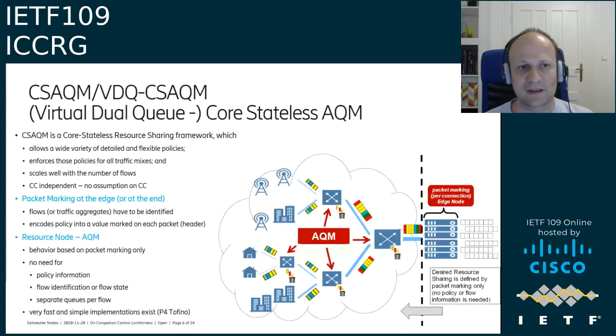So what is CCSAQM? I mentioned it as a result. In addition to existing AQMs, we also evaluate CCSAQM, which is a core stateless resource sharing framework. It can apply a wide variety of policies, not only fair sharing, and it can enforce these policies for heterogeneous traffic mixes. It also scales well with a very large number of flows because the algorithm itself is stateless. And it's also congestion control independent. It puts no assumption on how the congestion control behaves. It relies on packet marks with different values. Larger values mean more important packets. In congestion situations, packets with smaller values can be dropped or marked with a congestion experienced (CE) flag.